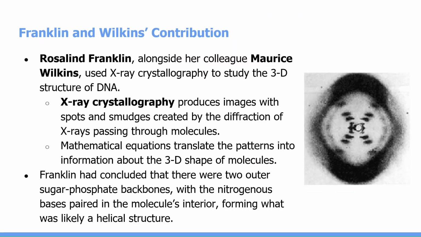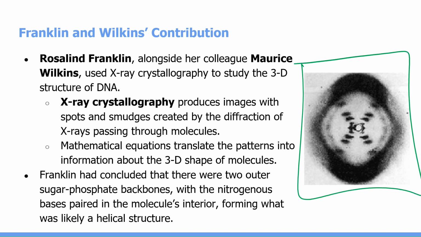So now that we got the basic structure of DNA out of the way, Franklin and Wilkins used X-ray crystallography to study the 3D structure of DNA. So these images come up with spots and smudges created by the diffraction of X-rays passing through molecules. So mathematical equations translate the patterns into information about the 3D shape of the molecules itself. Franklin had concluded that there are two outer sugar phosphate backbones with the nitrogenous bases paired in the interior, forming a helical structure of sorts based off of this image here.